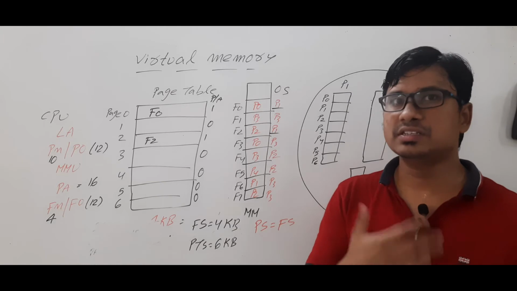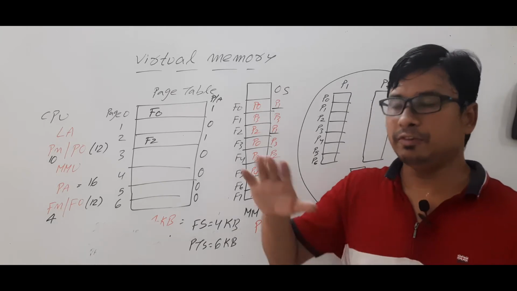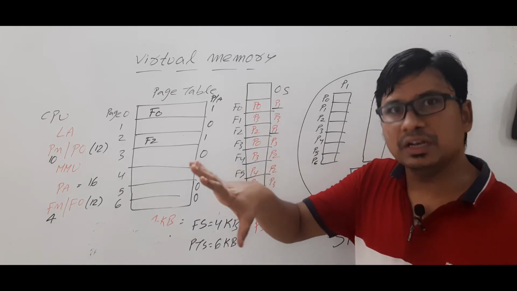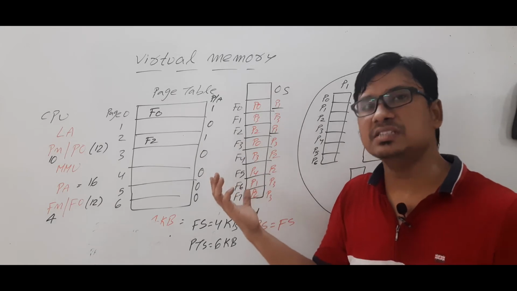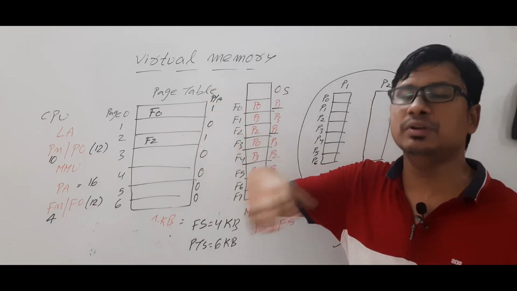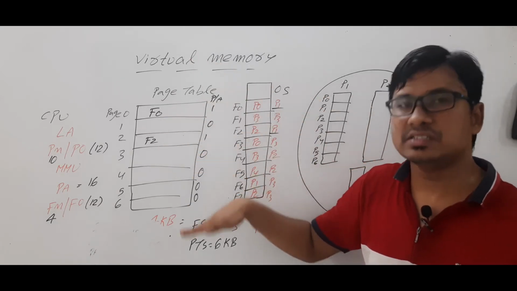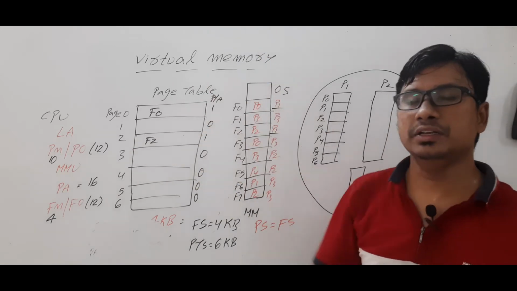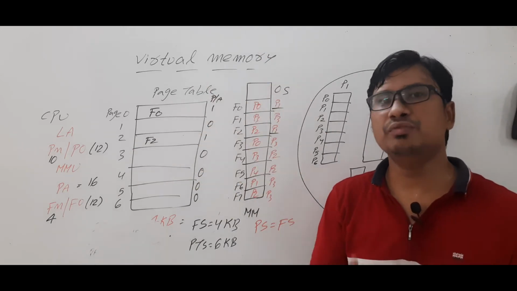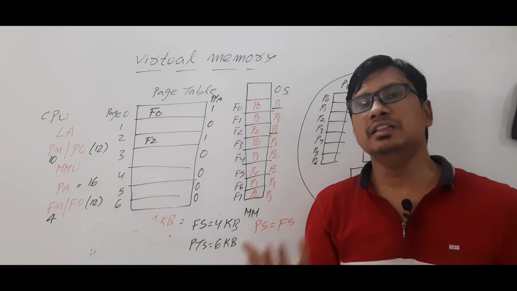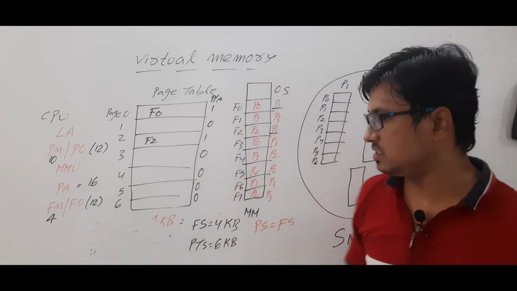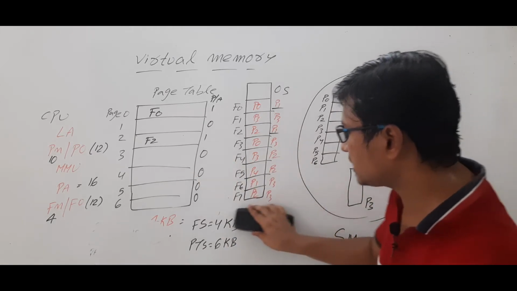I have discussed multi-level paging because if the inner page table size is greater than the frame size, then the inner page table again will be divided into pages. That information will be loaded in the outer page table. So if you have multi-level paging, the number of accesses will increase. Is it clear? Are you able to understand?